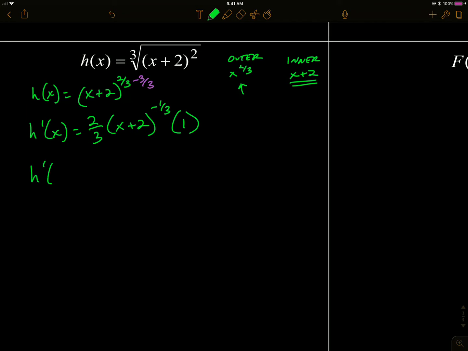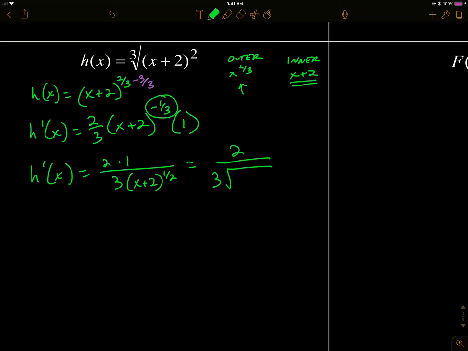So now I've got h prime of x equals, again, I've got 3 things times each other. One of those is a fraction, so I've got my 2/3. This has a negative exponent, so it's going to end up in the bottom as a positive exponent. That 1's going to multiply into the top. So I'm going to get 2 over 3 times the square root of x plus 2.